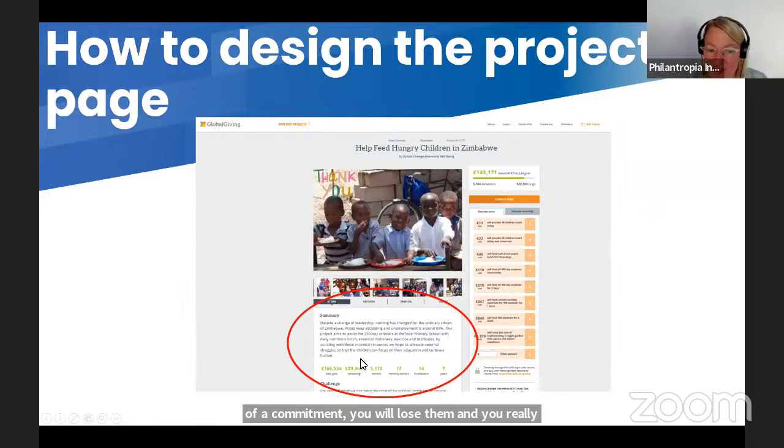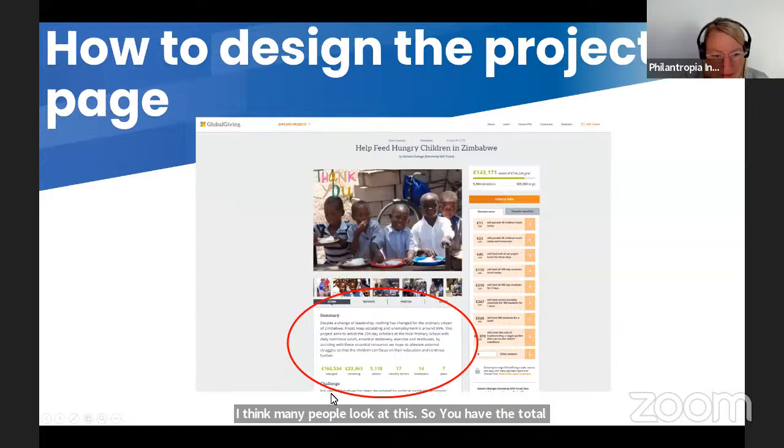So just think a lot about what you want to do here. And then at the bottom, you can see statistics of the project, which is also important. I think many people look at this. So you have the total goal. So how much are they trying to raise?